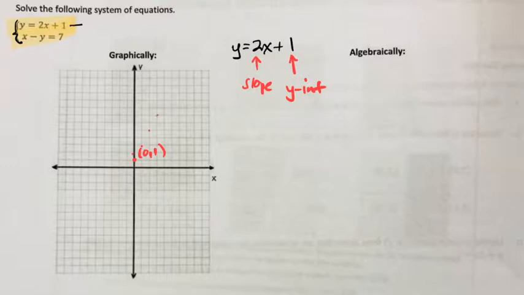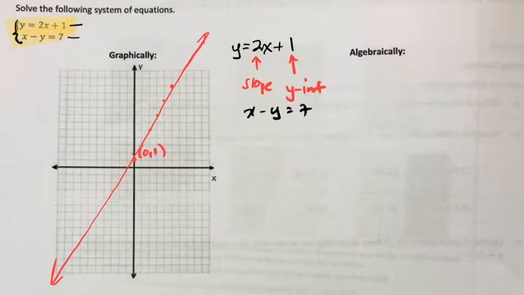There's my y-intercept, and I'm going to use my slope and go up 2 over 1. Then I'm going to connect my dots with a line. And then I'm going to move on to my next equation. The first thing I need to do is solve for y.